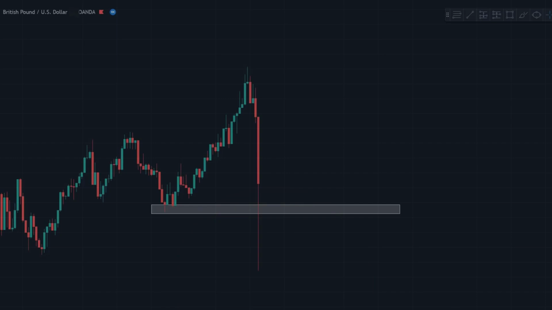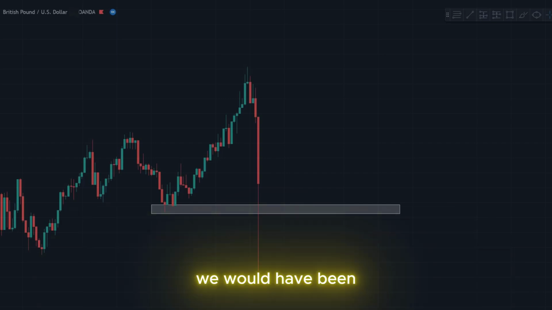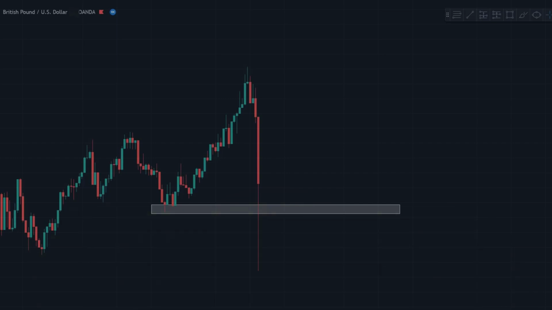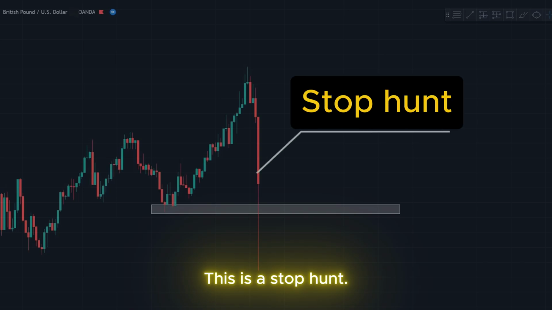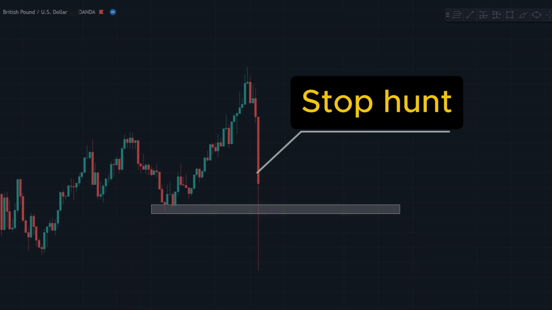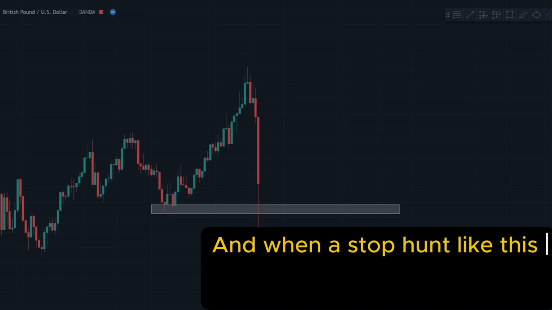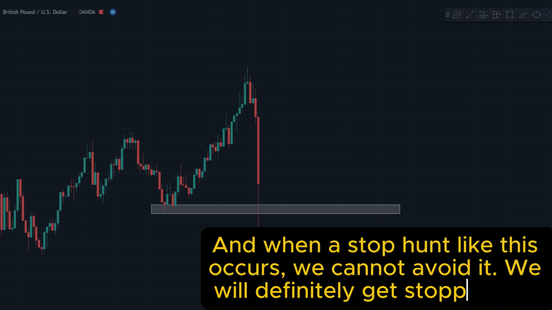If we had entered a trade in the previous case, we would have been stopped out. This is a stop hunt. And when a stop hunt like this occurs, we cannot avoid it. We will definitely get stopped out.